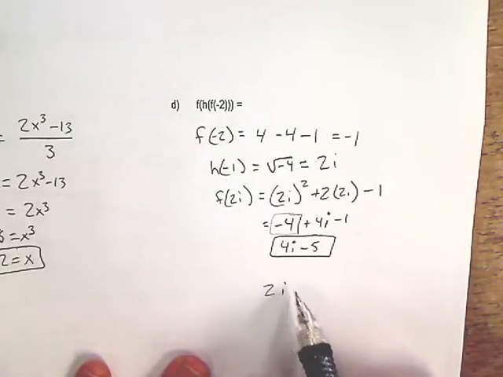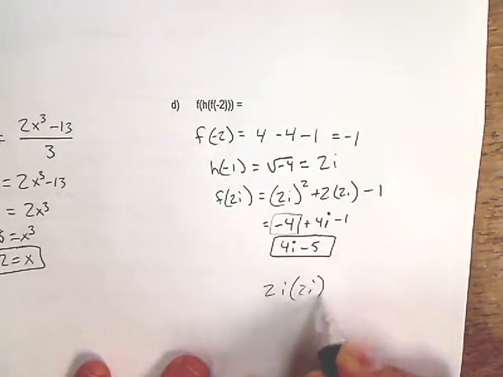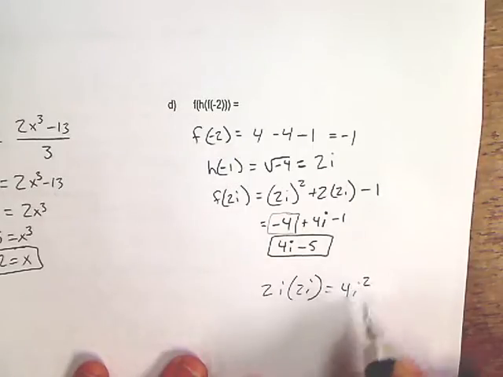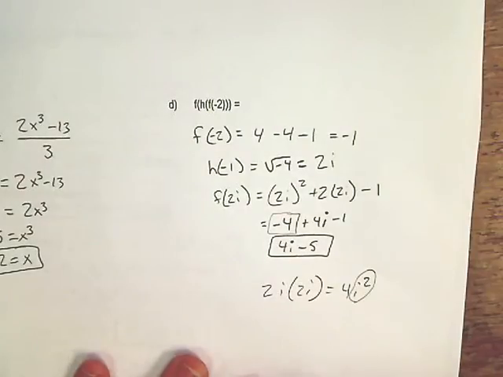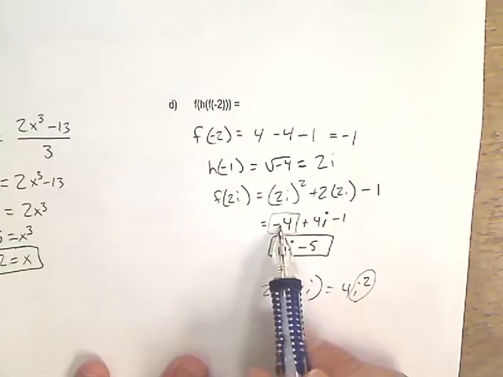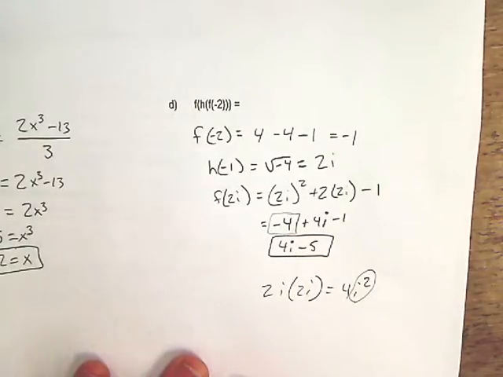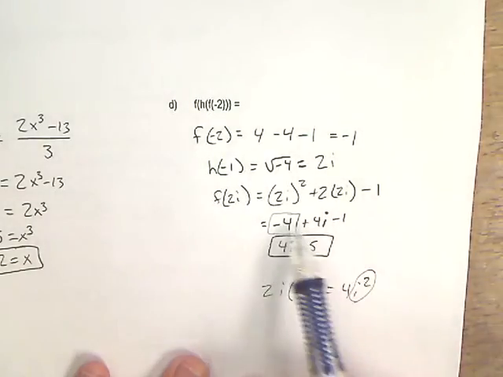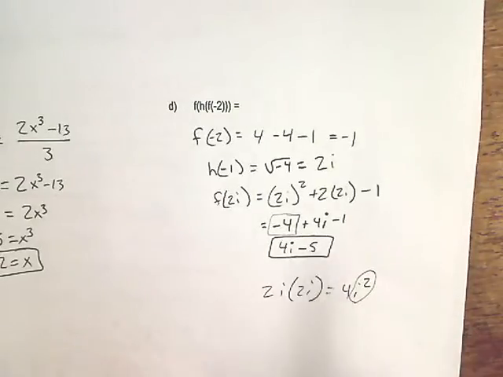2i times 2i is 4i squared. What is i squared equal to? Negative 1, so that makes it a negative 4. And when you combine those like terms, you get a negative 5 there.